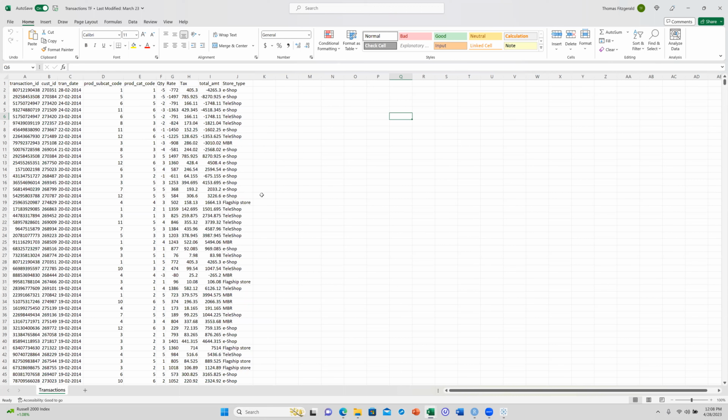It's important to know that there are 4 different store types: the eShop, the Teleshop, the MBR, and the flagship store. Moving forward in the visualizations, you're going to see all 4 different stores and how data from them is utilized.